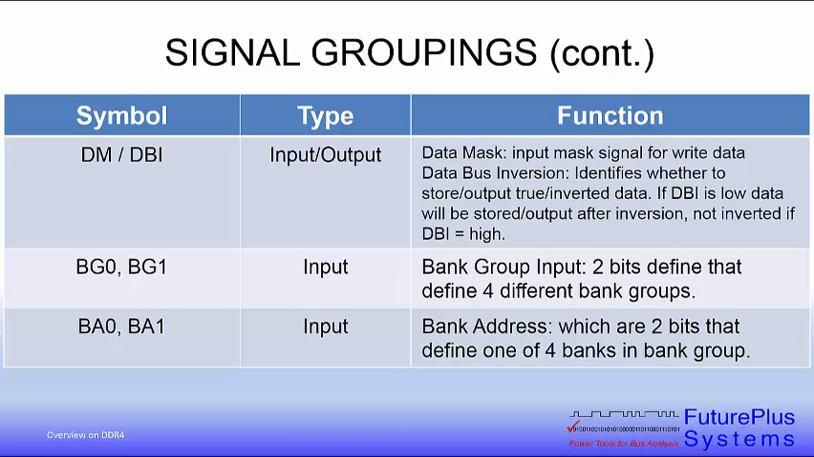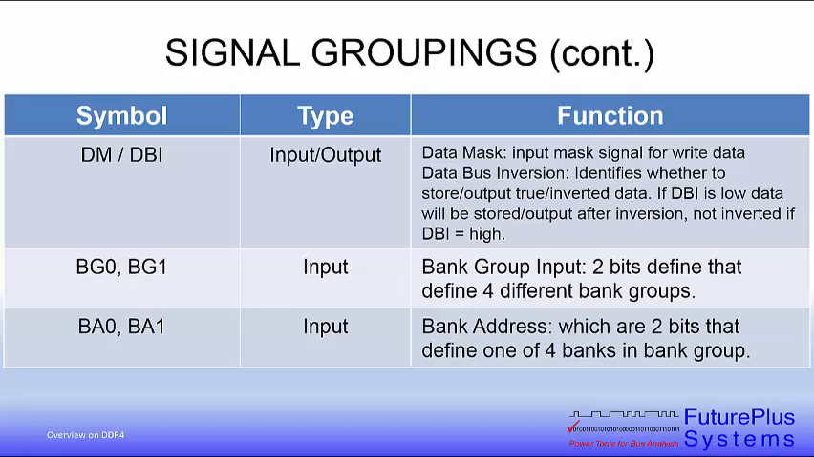Data mask is the input mask signal for write data. Data bus inversion identifies whether to store or output the true or inverted data. If data bus inversion is low, the data will be stored or output after inversion inside the DDR4 DRAM and not inverted if this signal is high.